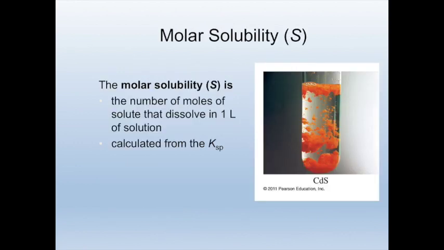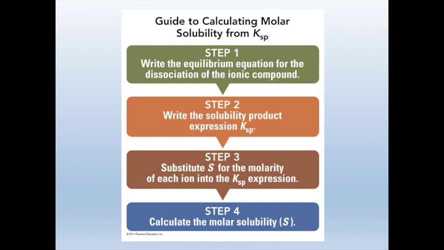Now, the molar solubility is then the number of moles of solute that can dissolve in 1 liter of solution. And we calculate this from the KSP value. And shown here is an insoluble salt, cadmium sulfide. So steps for calculating your molar solubility from KSP values: write your equilibrium equation for the dissociation of the ionic compound, write the solubility product expression for KSP, then substitute S for the molarity of each ion into the KSP expression and calculate the molar solubility.